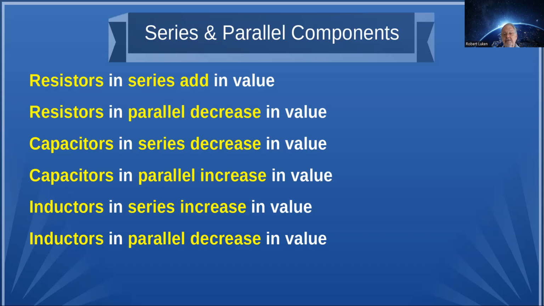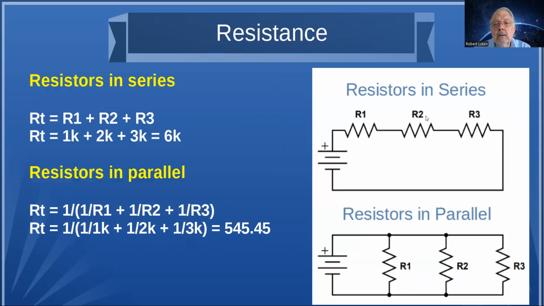If I put inductors in series, they increase or add like resistors in series. And if I put them in parallel, they decrease in value like parallel resistors did. So the oddball is sort of capacitors. But the question is, when we have parallel components, how do we calculate the equivalent resistance?